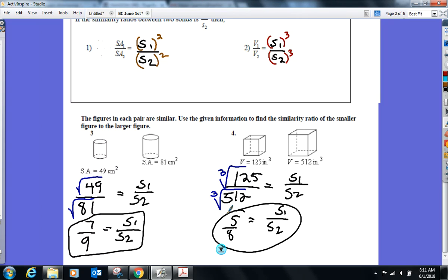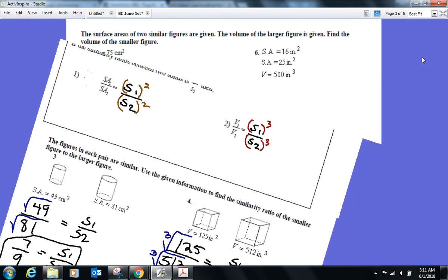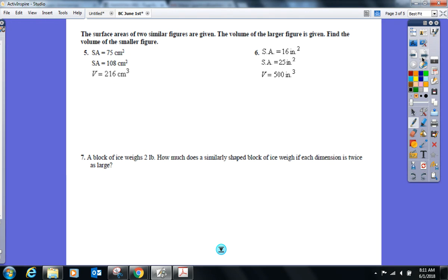Everyone good? Because here's where we need to be in these next two problems. Read through here what I'm asking you. I give you the surface areas and I give you the volume of a larger figure. What's the volume of the smaller one now? Right now, what am I asking you to find? What's the ultimate question here? Find the what? Volume. Find the volume. So before you can find volume, I need to know the ratio of the volumes.